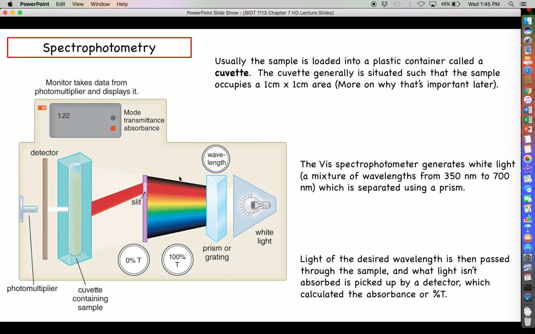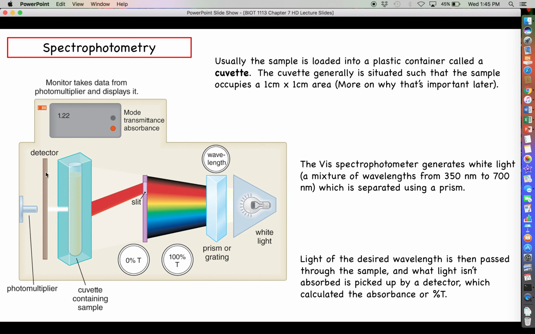So at this point, our light shines through the sample, and then what actually makes it through the sample and does not get absorbed or reflected will be picked up by a detector, which will get that information to the display up here and tell us exactly what the absorbance is.